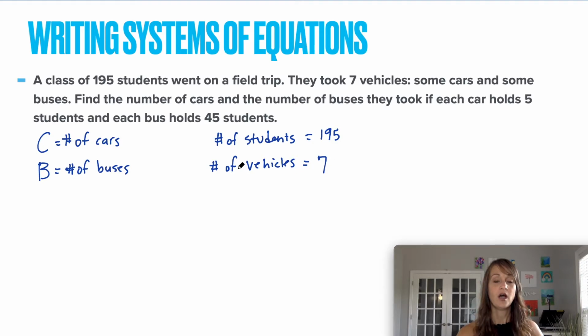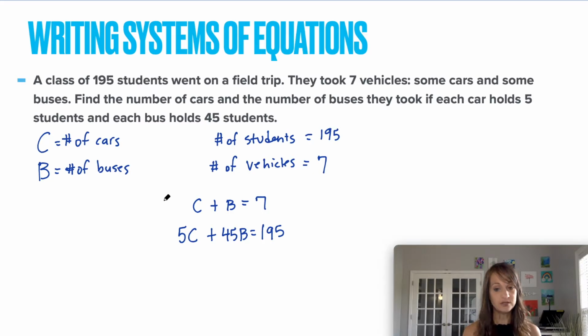So I'm going to go ahead and start with the vehicles. There are 7 vehicles. We know that the number of cars plus the number of buses should equal 7 vehicles. We also know that you can place 5 people in every car, and you can place 45 people in every bus. And the total number of people is 195. There's our 2 systems of equations.